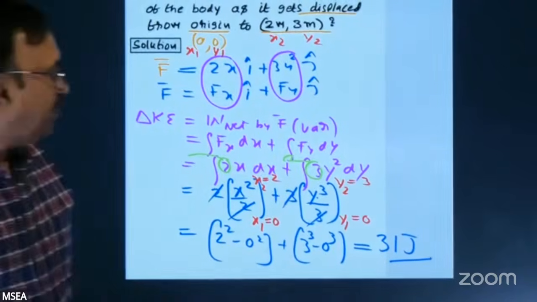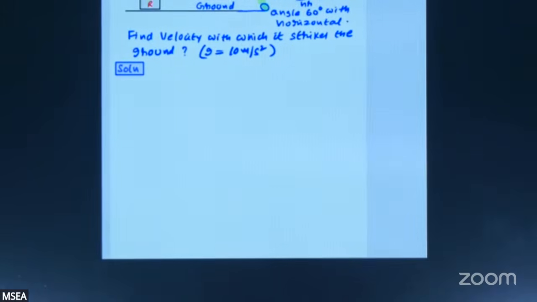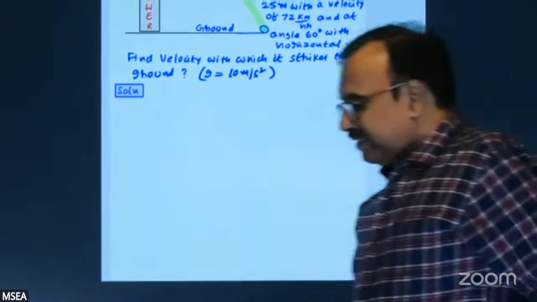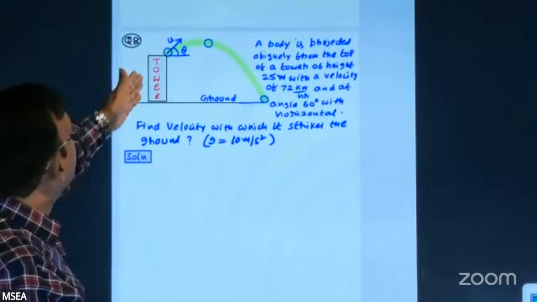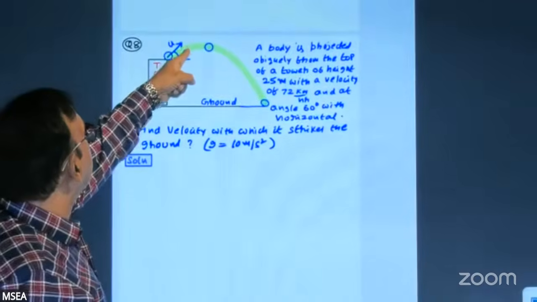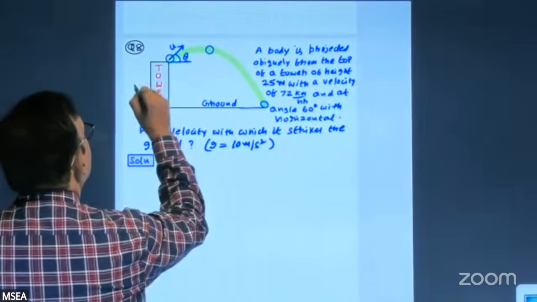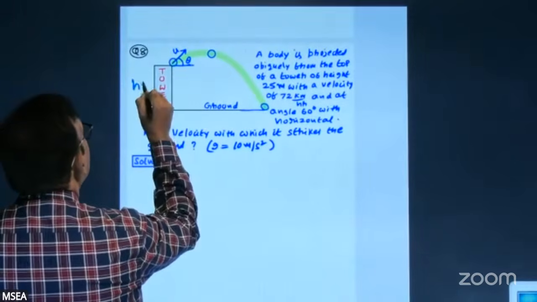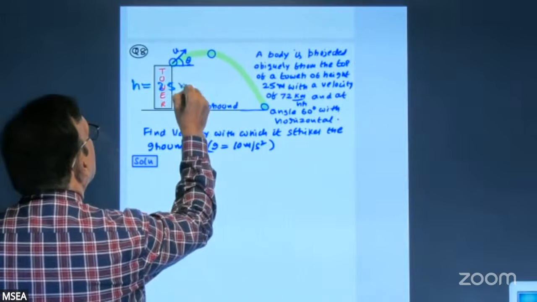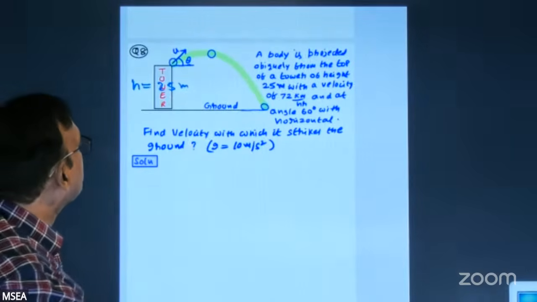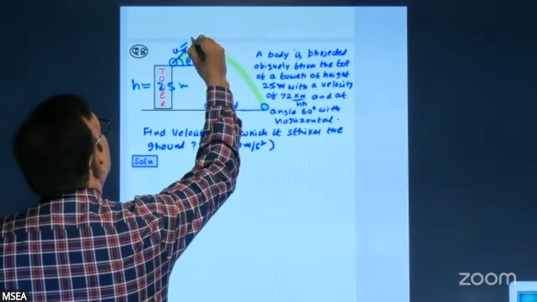Going for the next bit, please. From the top of a tower, you can see that a body is being projected obliquely. This is the height of the tower, given as 25 meters. From the top of the tower, a body is projected with an initial velocity of 72 kilometer per hour.